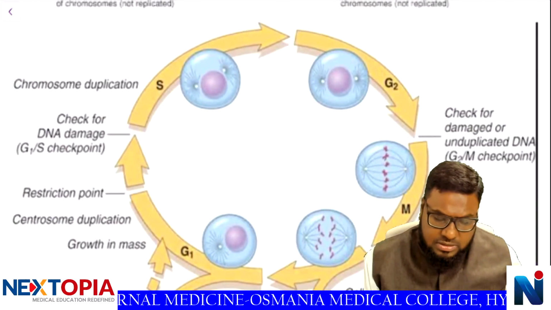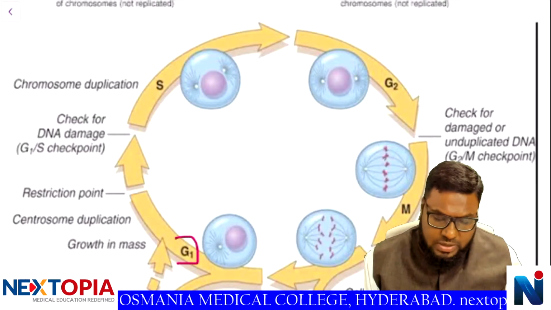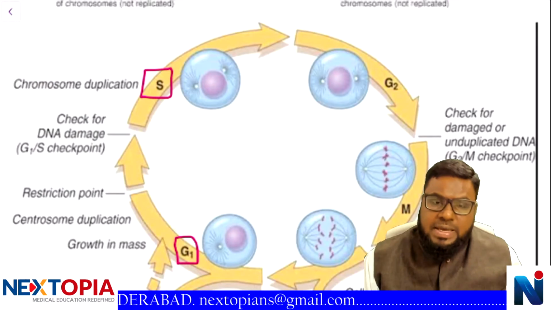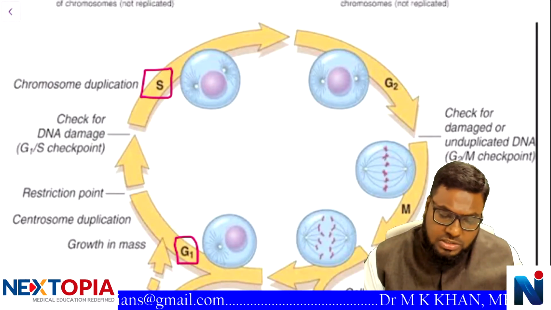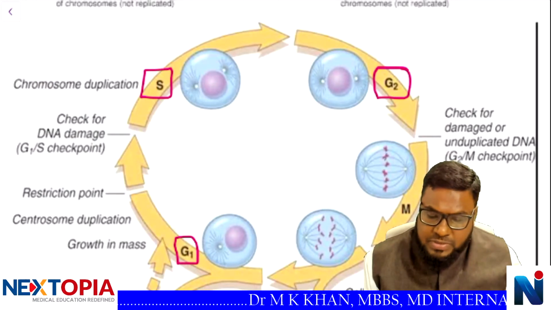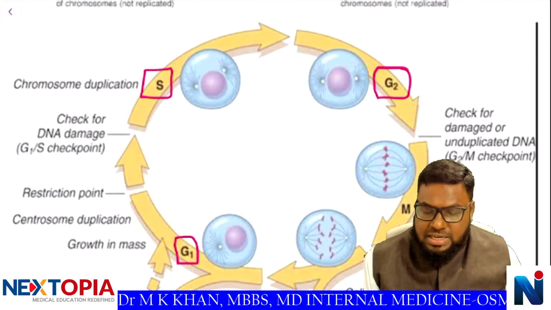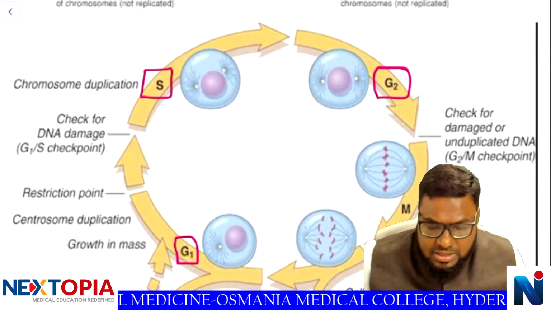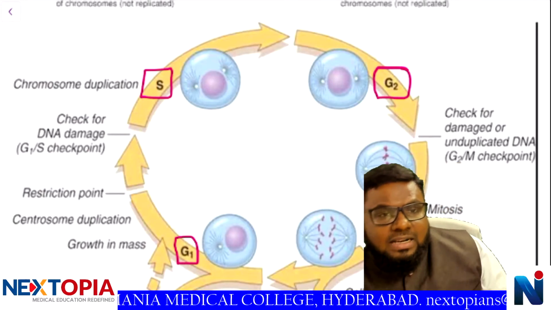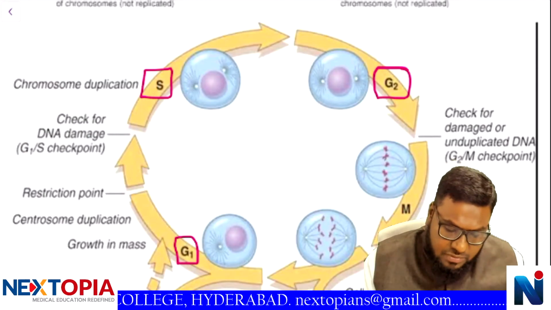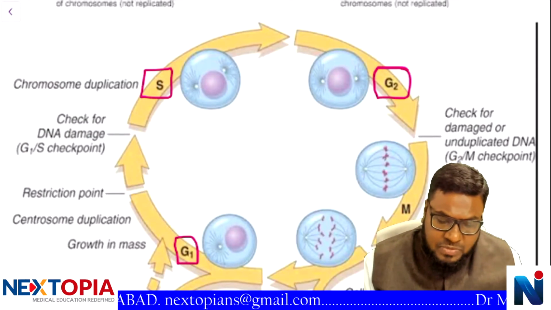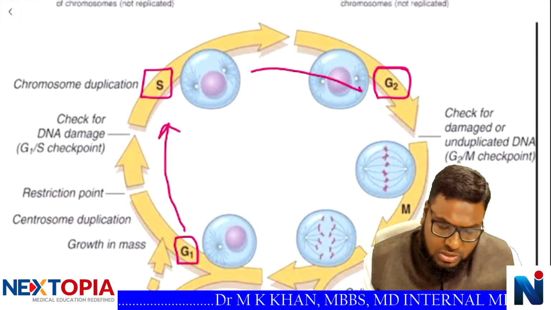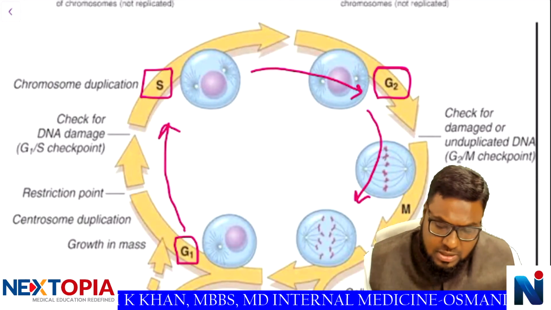From G0 the cell enters into G1, that is growth 1. Then we have synthesis of DNA material. The cell is preparing to undergo division. Then we have the G2 phase, after which the actual division starts, mitosis occurs and cell division occurs. So we call this the cell cycle, with G1, S, G2, M. From G1 it goes to S phase, from S phase to G2 phase, from G2 phase it goes to M, then division occurs.